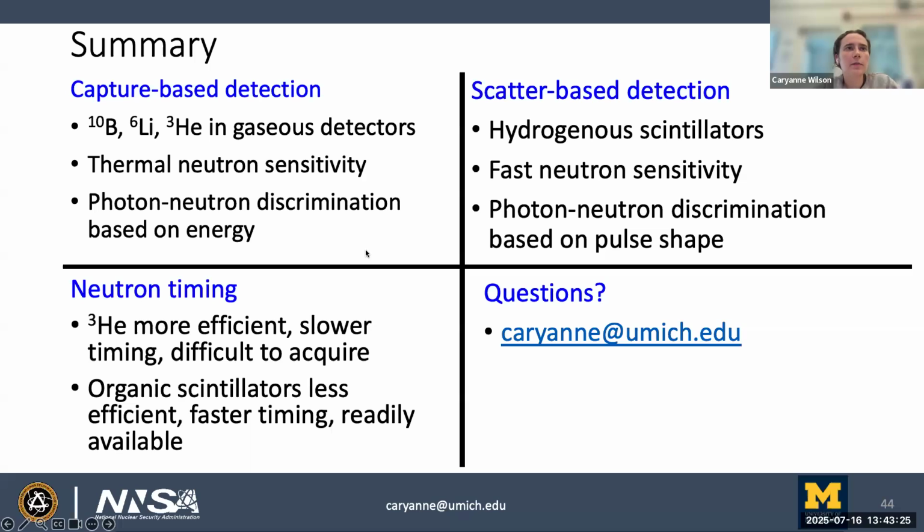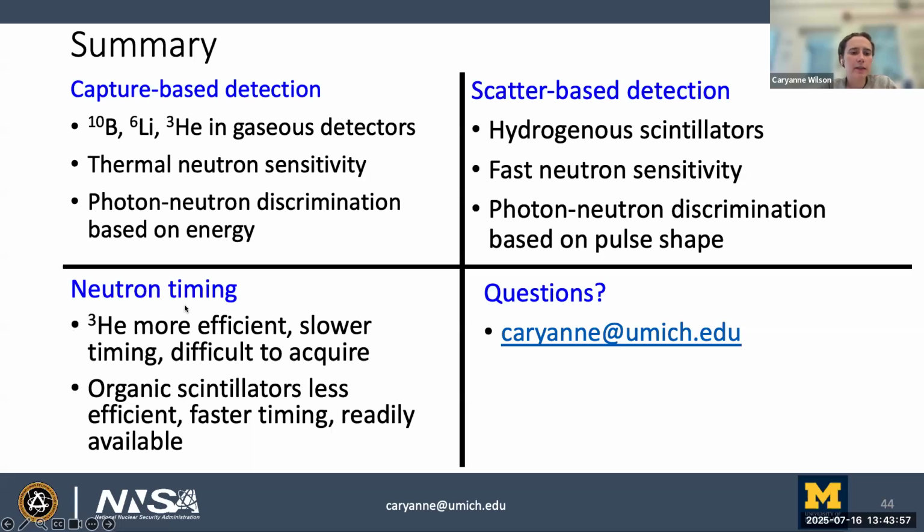So in summary, I talked about some of these capture-based detectors that are really great for detecting thermal neutrons. And in a lot of them, you can discriminate photons based on energy. And then scatter-based detection, which is done in organic scintillators, or as I mentioned, helium-4, and they're very sensitive to fast neutrons. And in these organic scintillators, you can discriminate between photons and neutrons based on the shape of the actual pulse.